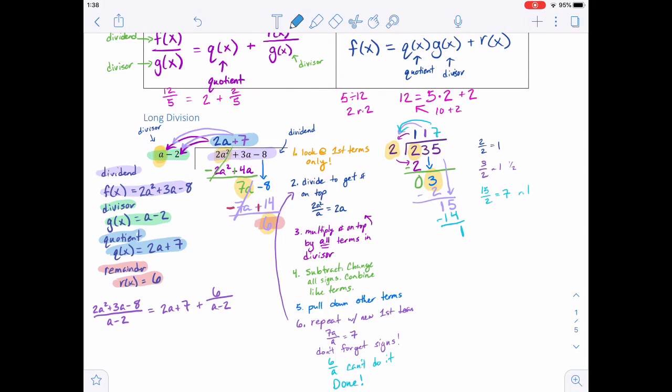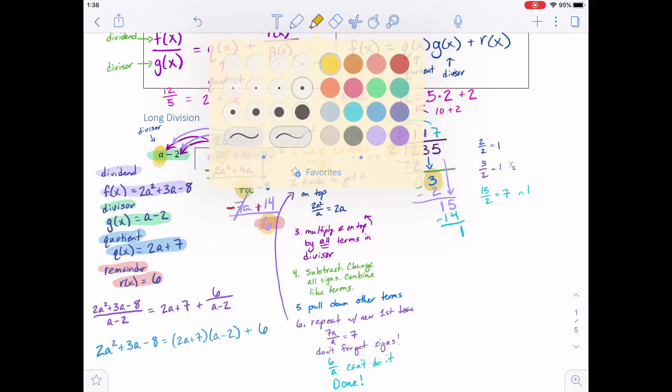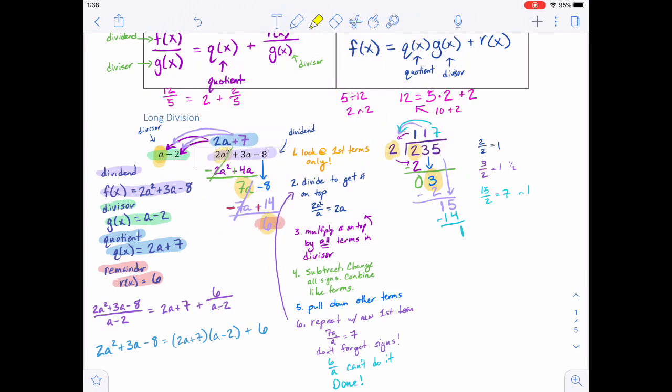Let's write it the other way. So this is where we have f of x, 2a squared, plus 3a minus 8, is equal to our quotient, 2a plus 7, times our divisor, a minus 2, plus our remainder, 6. So either one of these is a valid way to write out our solution to this polynomial division problem. The more you do it, the more you get the hang of it, the easier this gets. This is really just long division of numbers applied to polynomials. That's all we're really doing.